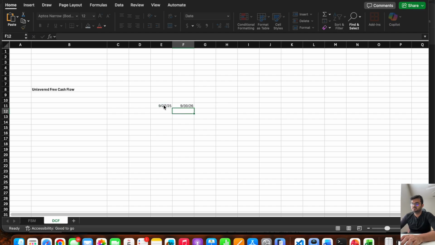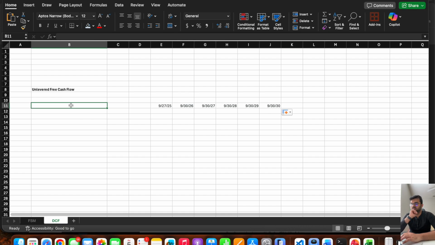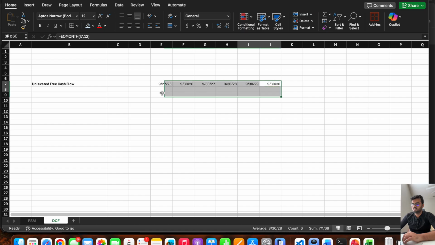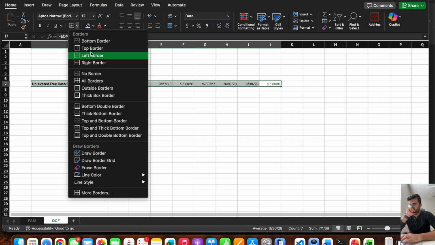The start date is this, and then 12, which gives me the projected date. As I mentioned, I'm going to forecast the unlevered free cash flow for 5 years, so I took the numbers till 2030. This is the number I needed. I don't need all these rows, so I'll just delete these.